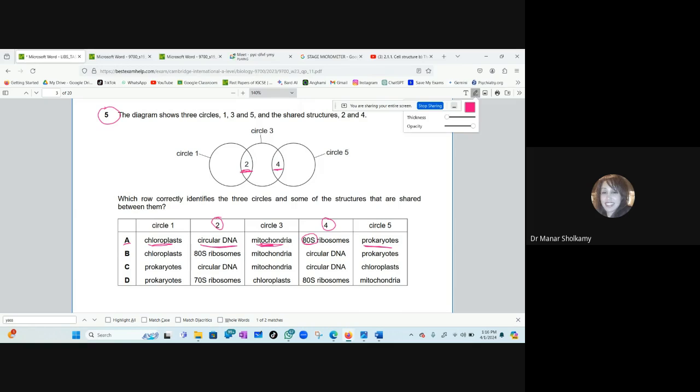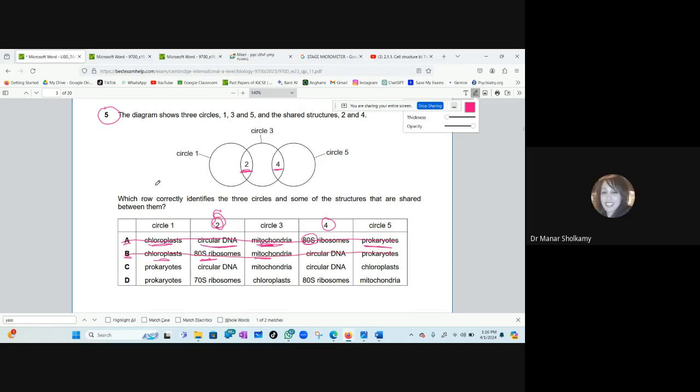No, A is wrong. So I'm going to exclude A so I don't waste my time. Let's look at B. I'll go to the shared 2 and 4. Let's go at 2. The 80 Svedberg ribosomes, is it shared between chloroplast and mitochondria? No. So I'm going to remove B, finish.